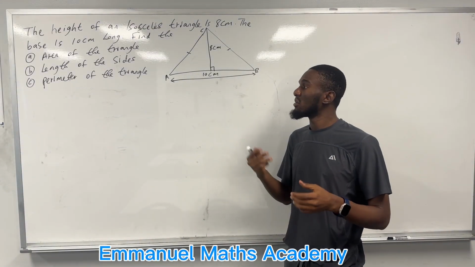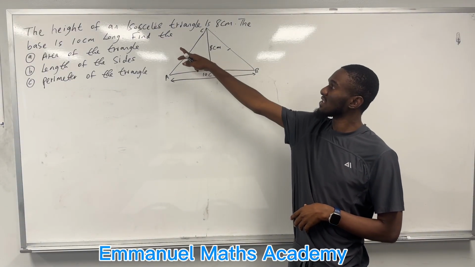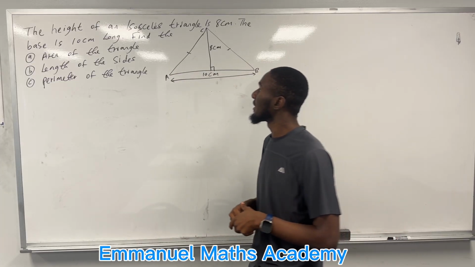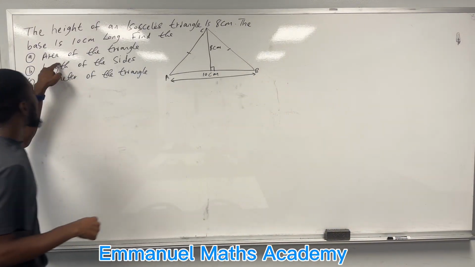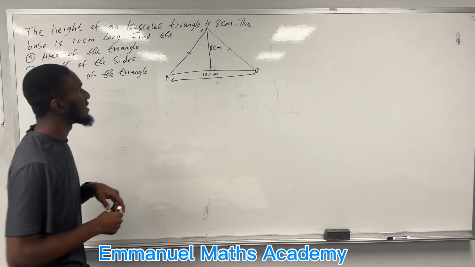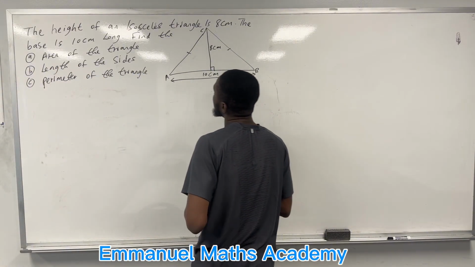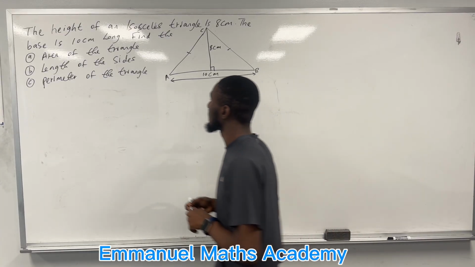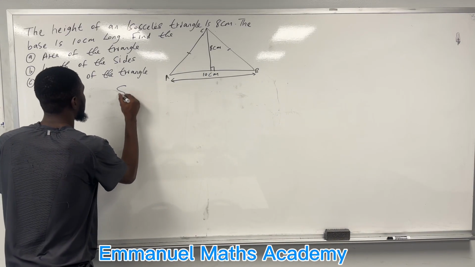Hello, so how about the problem on the board? The height of an isosceles triangle is 8 cm and the base is 10 cm long. Right, so we want to find one, the area of the triangle, two, the length of the sides, and three, the perimeter of the triangle. Right, so from this now, the area of a triangle is what? Half base times height. So solution, let's start with the first one.